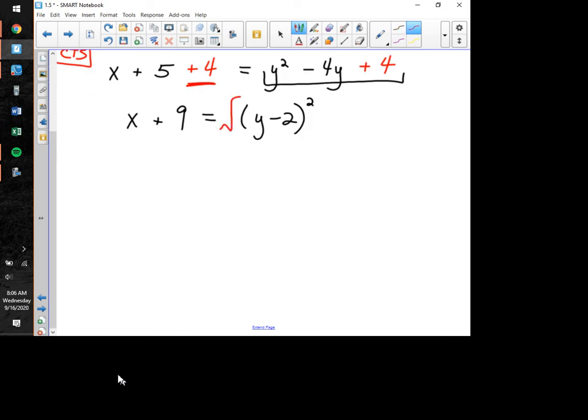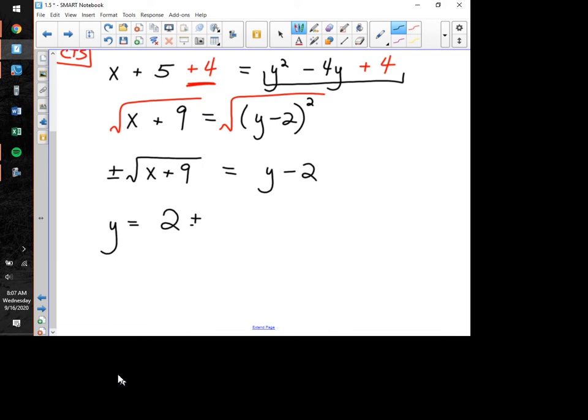We'll start off by taking the square root of both sides. Now remember, guys, anytime you put a square root there, there needs to be a plus or minus in front of it. So plus or minus the square root of x plus 9 is equal to y minus 2, and then all we have to do is add the 2 on the other side. And I'm going to flip while I'm at it and make it y equals 2 plus or minus the square root of x plus 9. Now, that right there is our inverse.